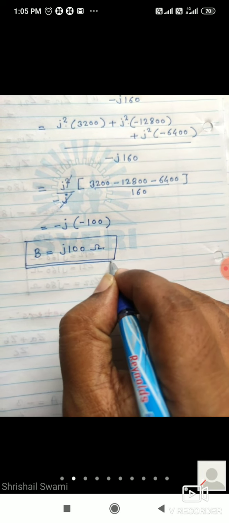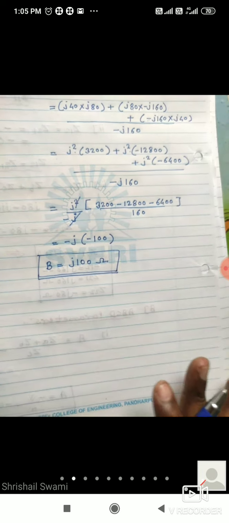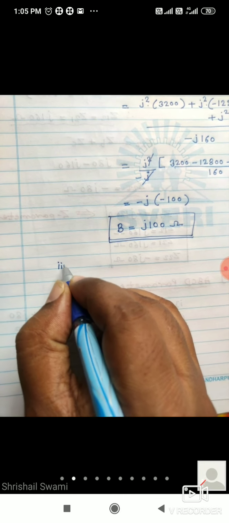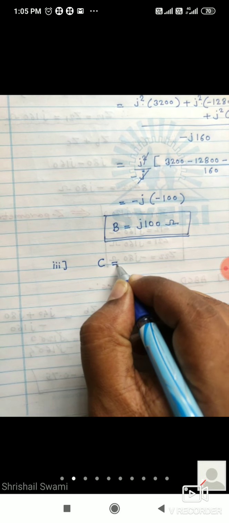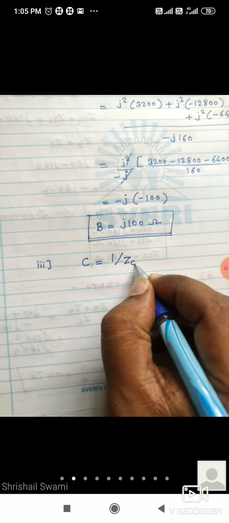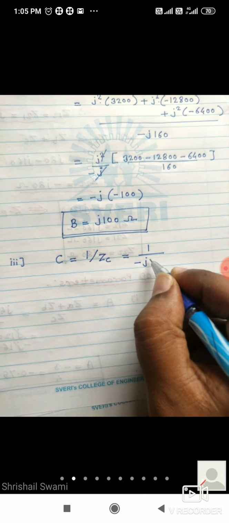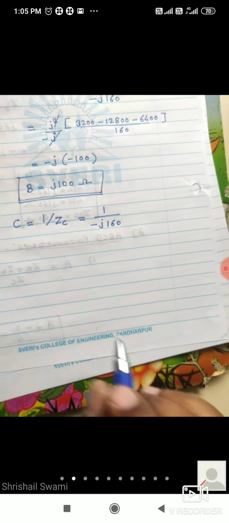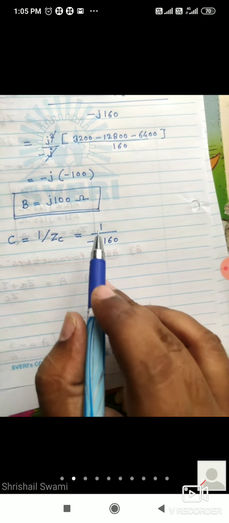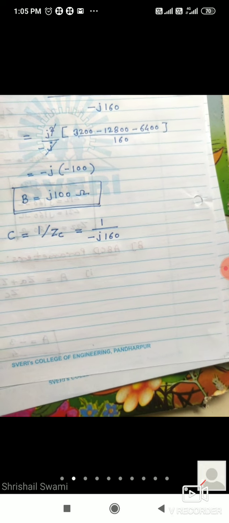So what is the unit of B? That is the ohm. Now next, third parameter, that is C. So C is equal to what? 1 upon ZC. So it is 1 upon minus J160. So C means what? Admittance. So 1 upon minus J, what will it be? First 1 upon 160.